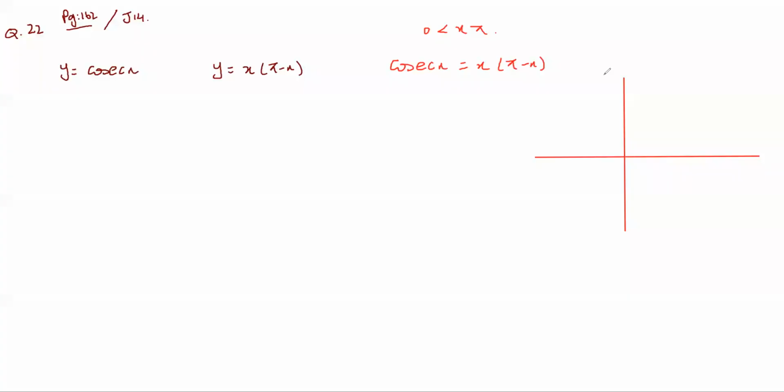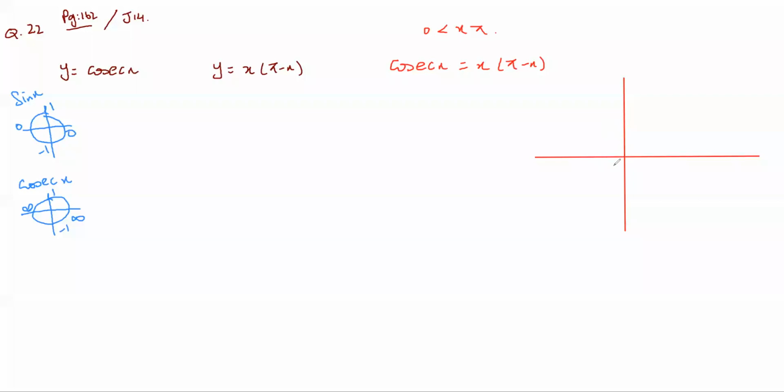So first of all, this y is equal to cosecant x. If you want to know how to draw y is equal to cosecant x, you must know that cosecant x is the reciprocal of sine x. And we know these values: sine is 0 here, 1 here, 0 here, and -1 here. So the reciprocals of all these values are infinity, 1, infinity, and -1. So you see that cosecant x is infinity at 0 and pi.